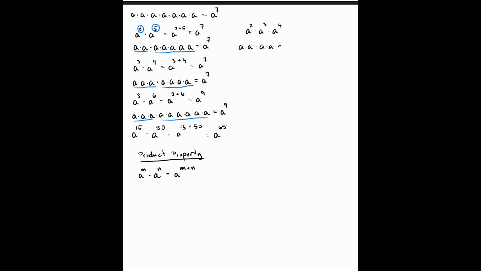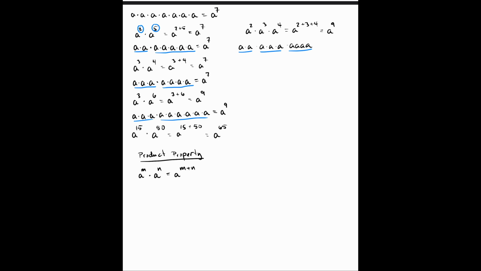we could follow the same process: a multiplied by itself twice times a multiplied by itself 3 times times a multiplied by itself 4 times. And that would still be the sum of all the exponents, which in this case would be 9. So that is the product property, and that's one way in which you could discover it. Just understanding the definition of exponents and playing around with it, you would get the product property.